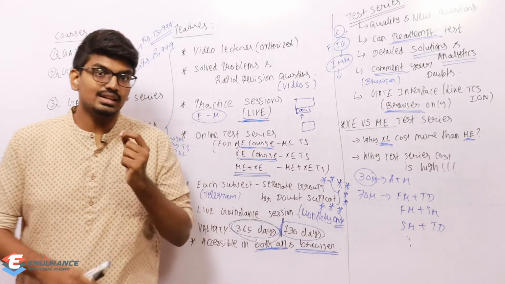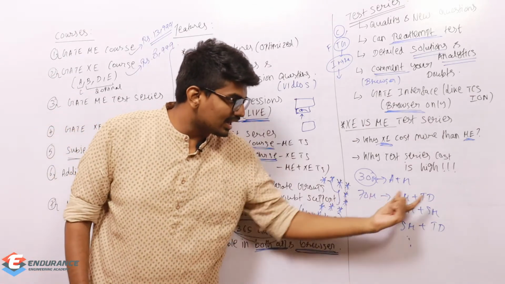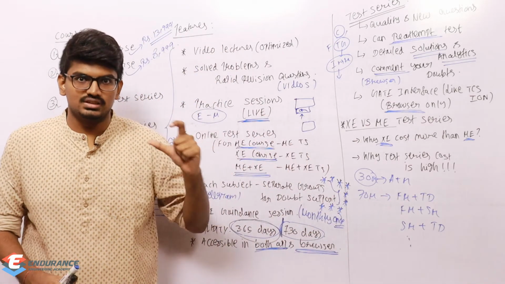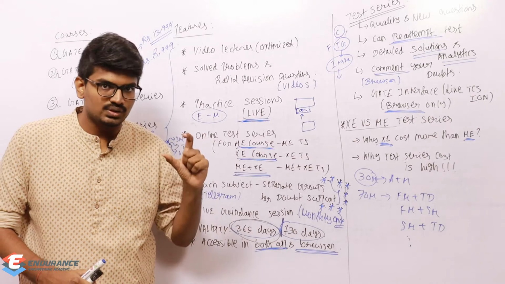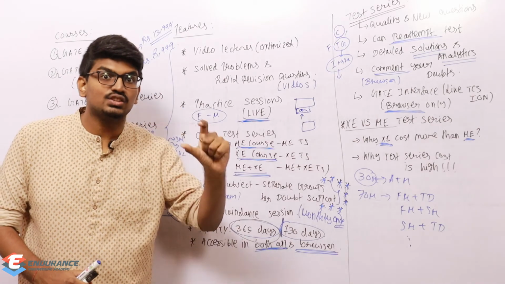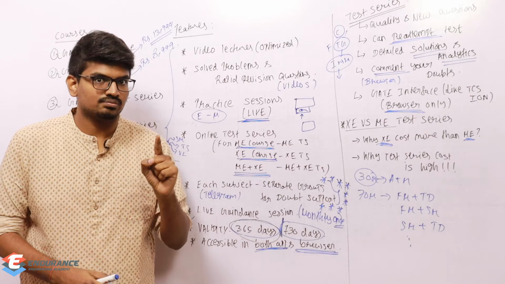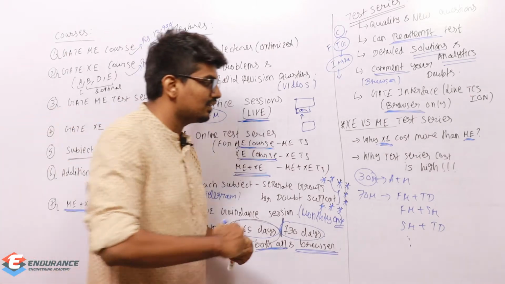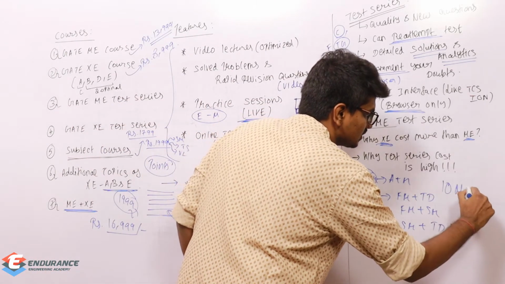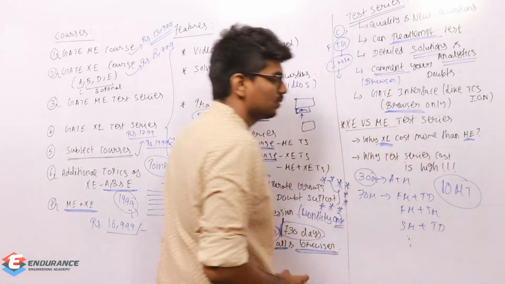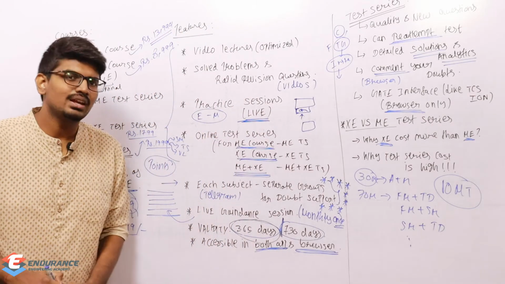But the thing here is, each subject I need to frame 35 questions. Each subject, FM 35 questions, TD 35 questions, strength of materials 35 questions for each one mock test. Okay, for each one mock test. In a way, we are giving 10 mock tests. What do you think? And what about ME?